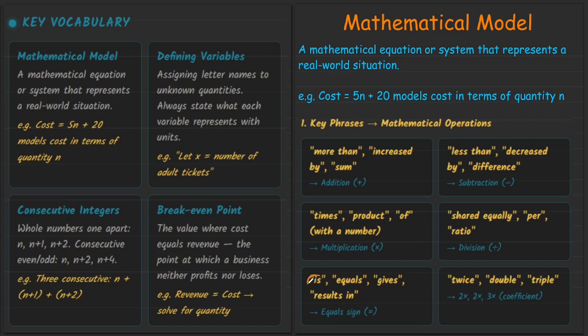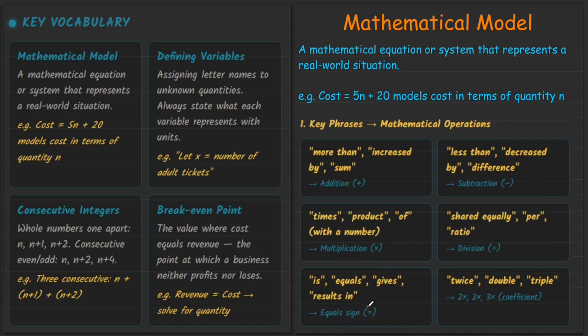So we have other expressions as well that we use for equal. So anytime you see is, then the preceding one is trying to tell you it is equal, and then the word equal itself can also be used. Gives can also be used, and then result in. These are all expressions we use to denote the equal sign.